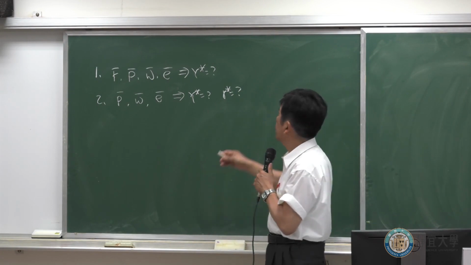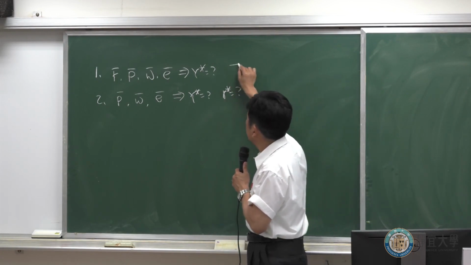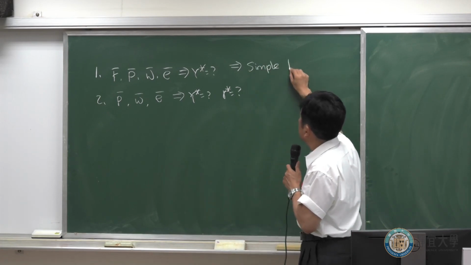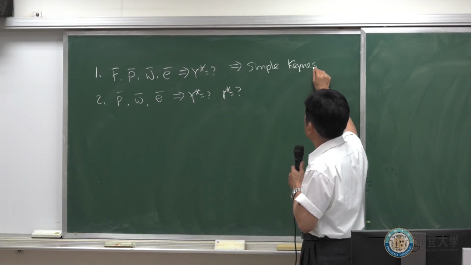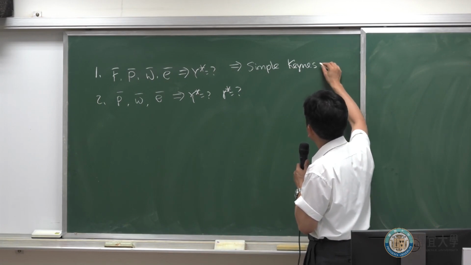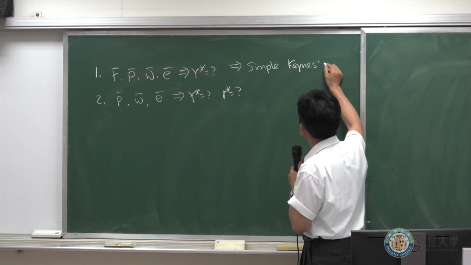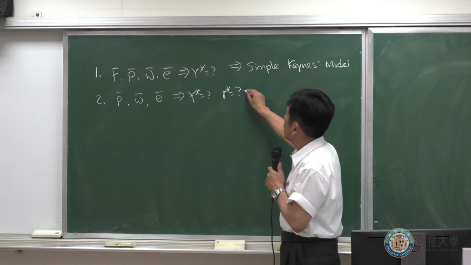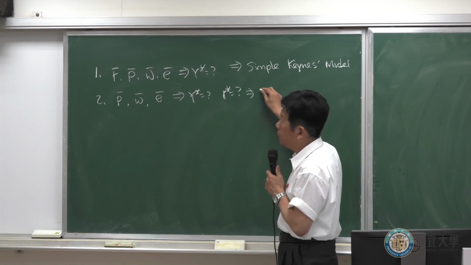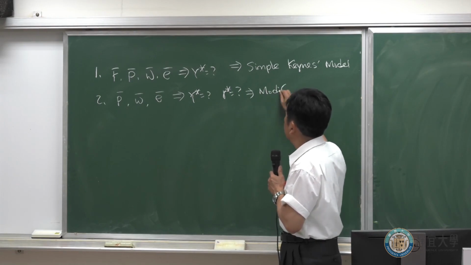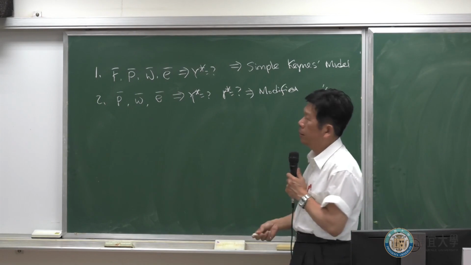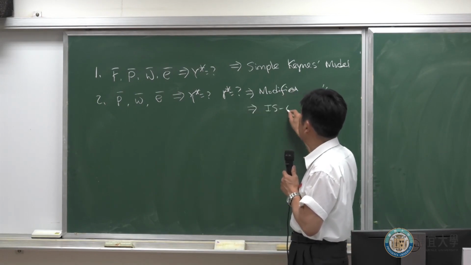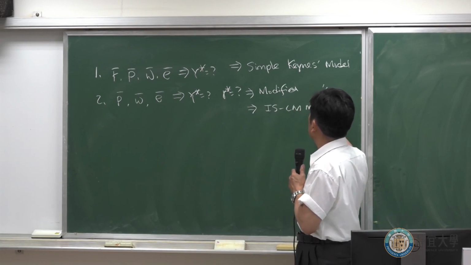So this is the first. We call this the simple Keynes model. And this we call the multiplier Keynes model. So we also try to write down the IS-LM model.